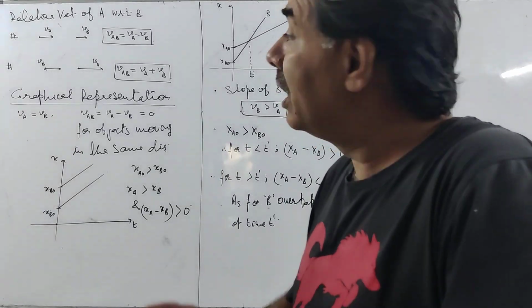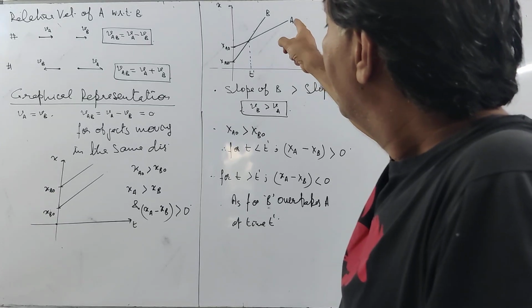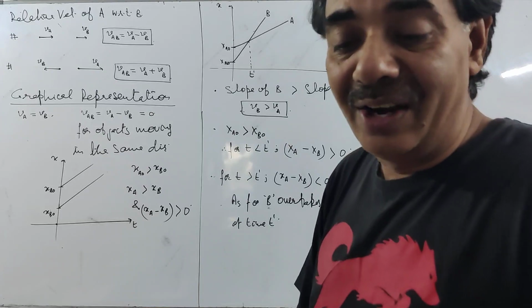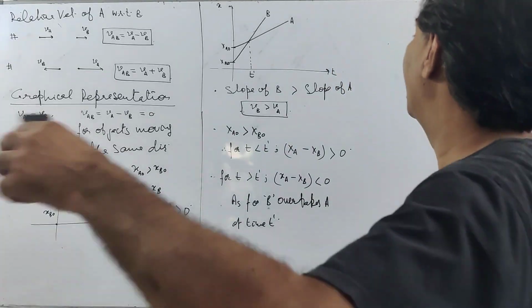Here, the relative velocity is different. A और B की relative velocity अलग अलग है. अच्छा, और बना.